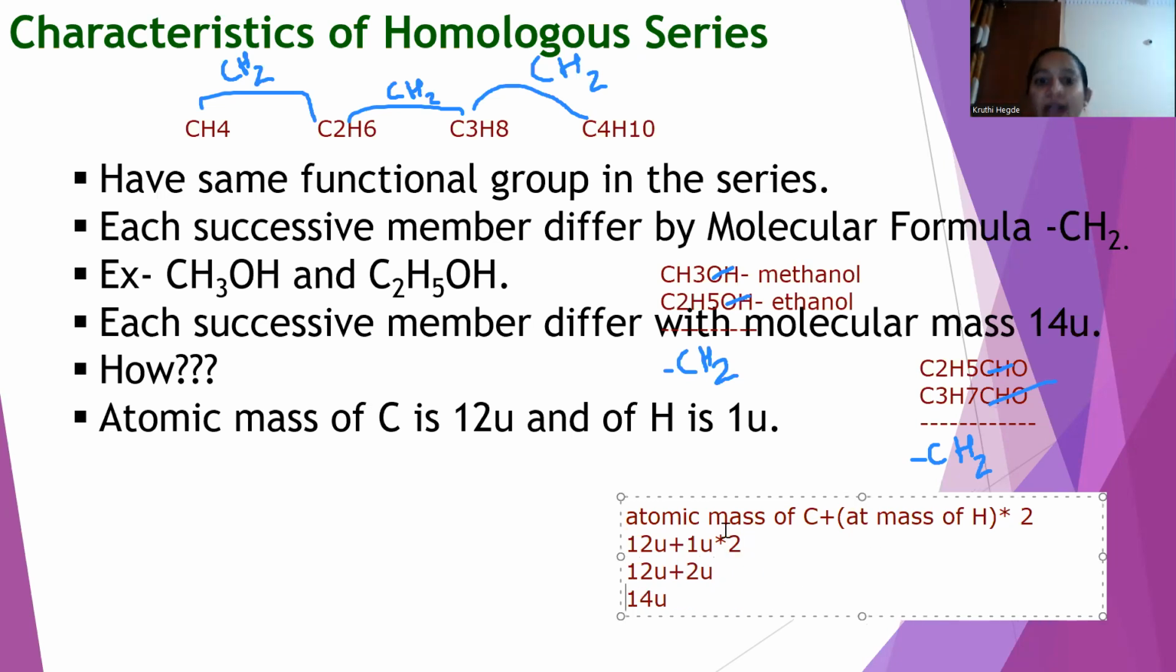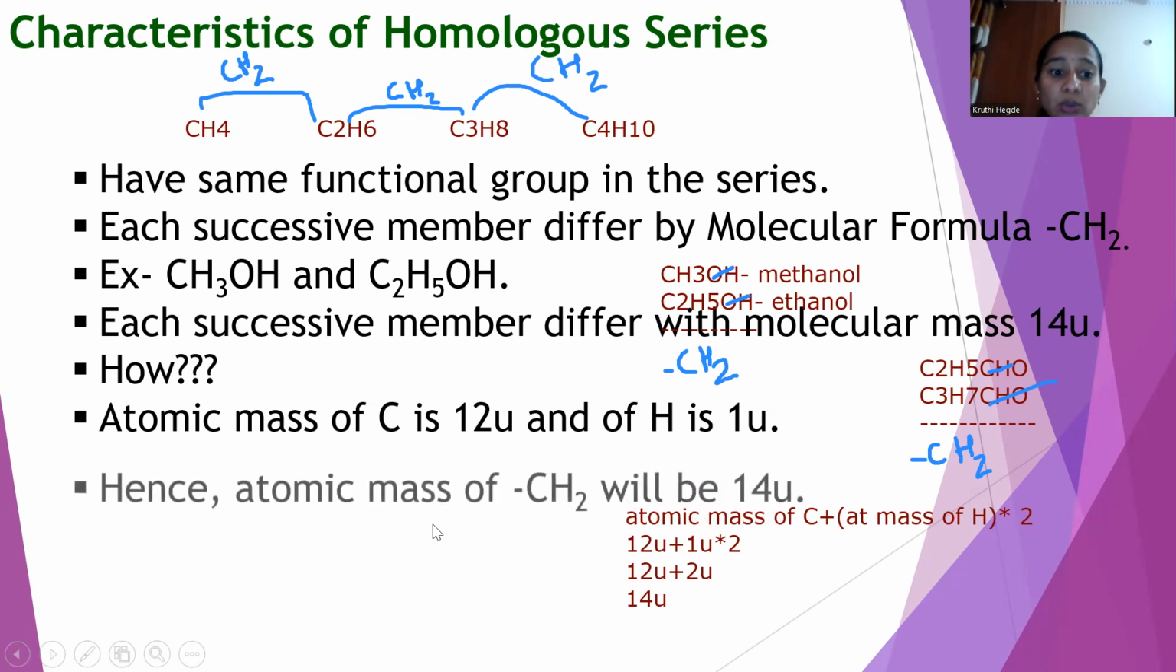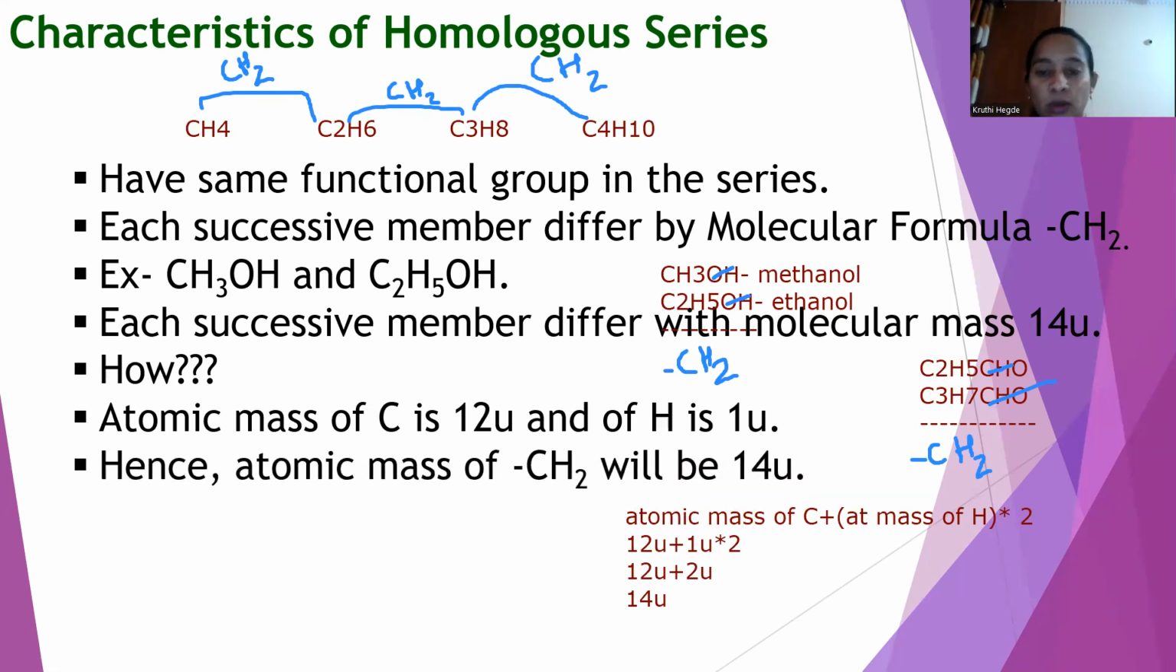Hope you got it, right? So because the difference between one member and another in the molecular formula is CH2, the molecular mass difference will be 14U. I have calculated here. So the difference in molecular mass between two successive members will be 14U. Hence the mass of CH2 is 14U. So this is how the characteristics of homologous series are. Successive members differ in molecular formula by CH2 and in molecular mass by 14U.